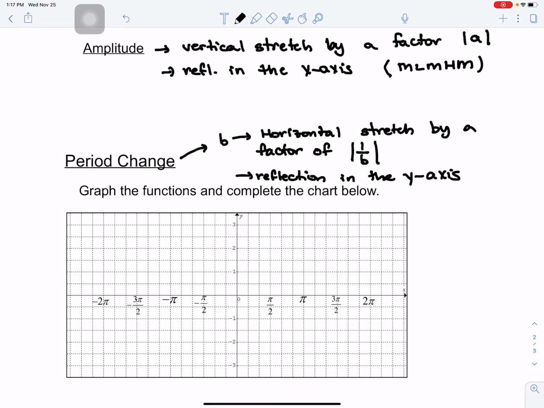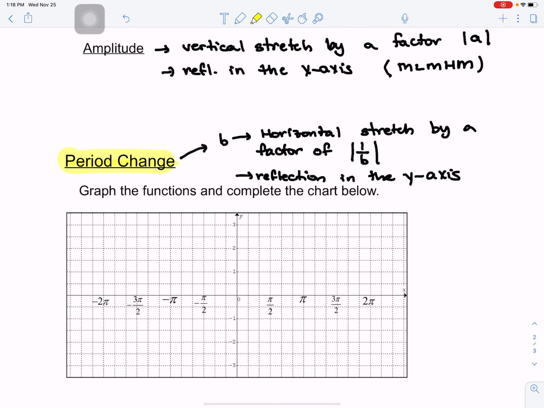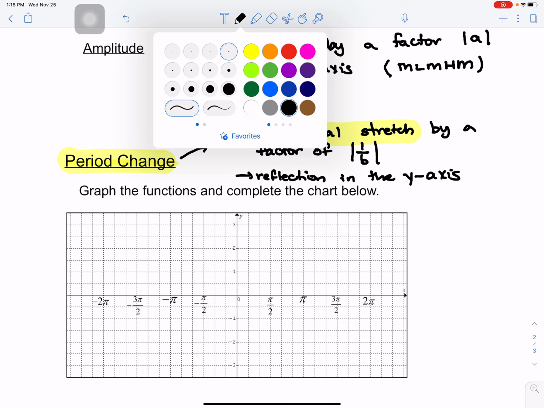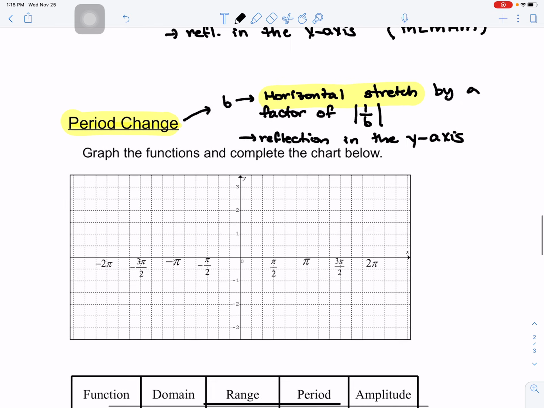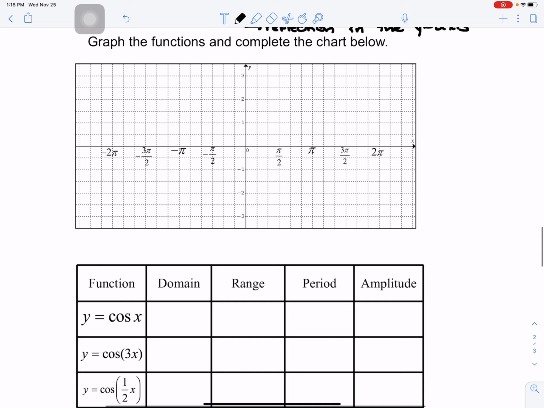Okay. Now, most of the time when I see questions being presented in terms of the b value, we really refer to the graph having a change in period, but we also talk about the horizontal stretch. But I don't see the questions being presented where they put a negative in terms of the b for the reflection in the y-axis, but it can happen.